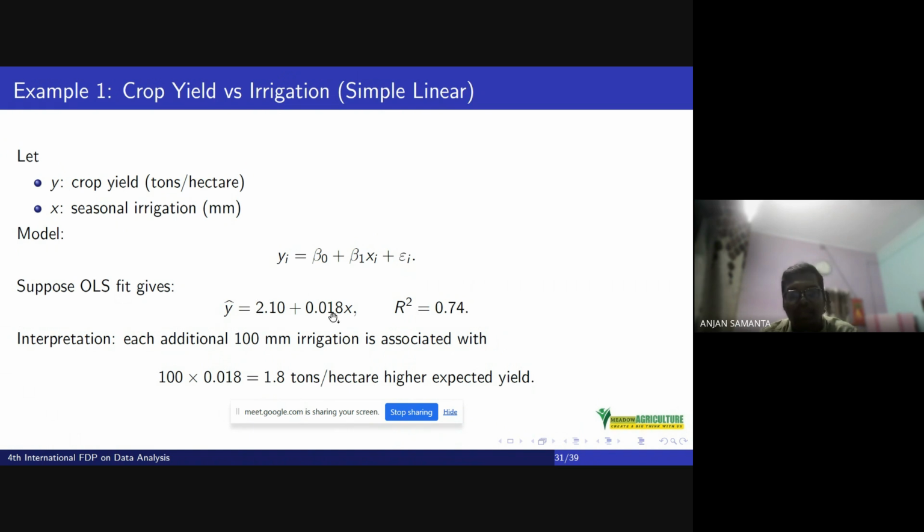So that means if you have predicted value equal to 0, the response value is the intercept of the model. And what is the slope interpretation? For a unit amount of increase in the irrigation, what is the increment in the crop yield? If you understand this, you need to have the interpretation of the slope.